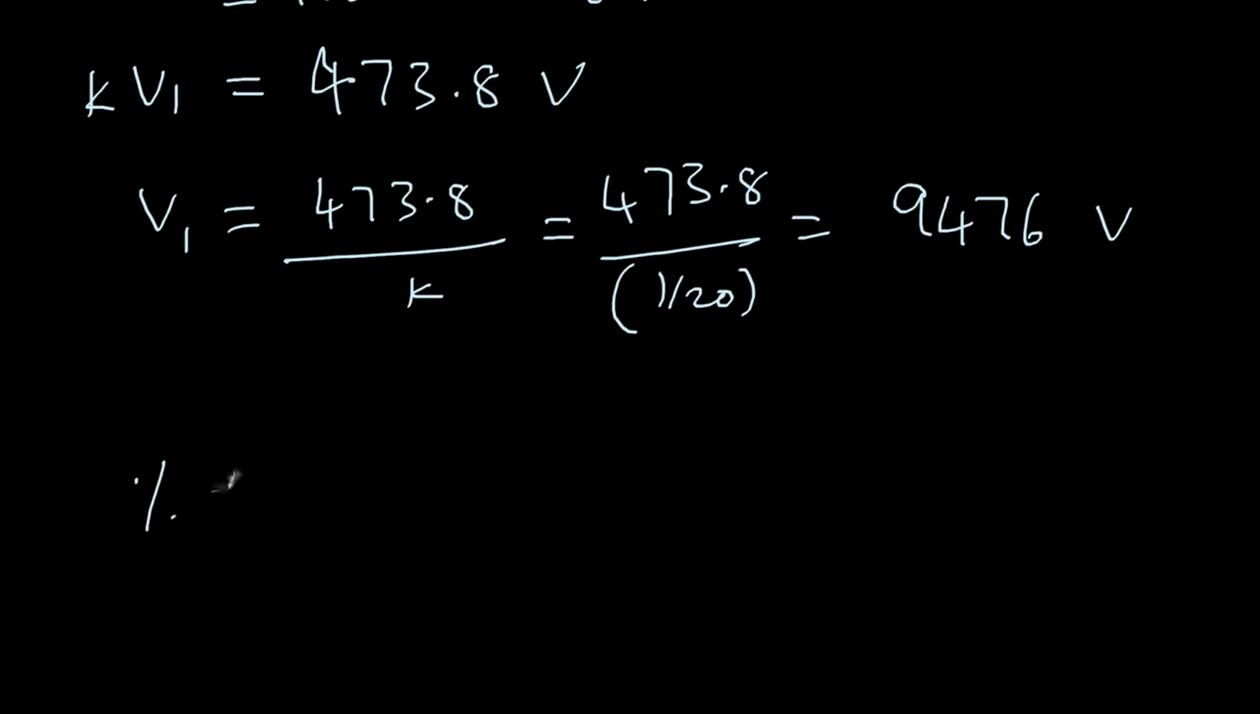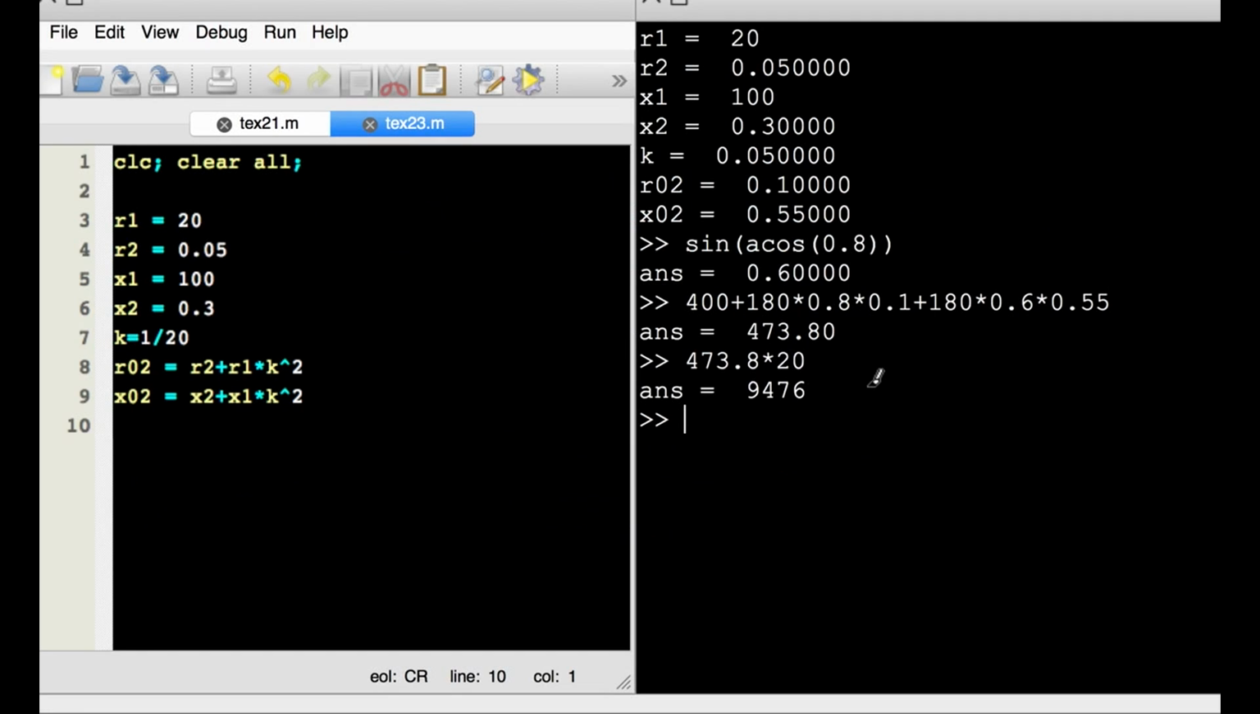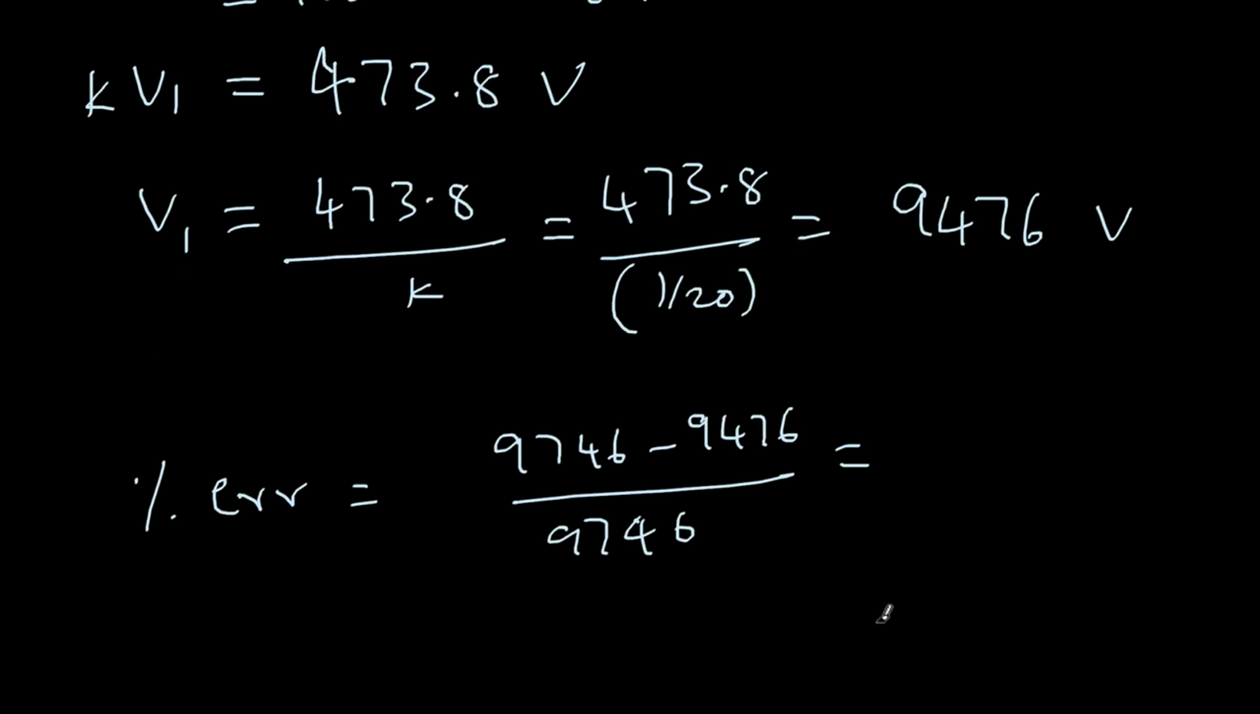If you want to calculate the percentage error, it is 9746 minus 9476, divided by 9746. So how much is that? 9746 minus 9476, divided by 9746. So it is just 2.7% error.